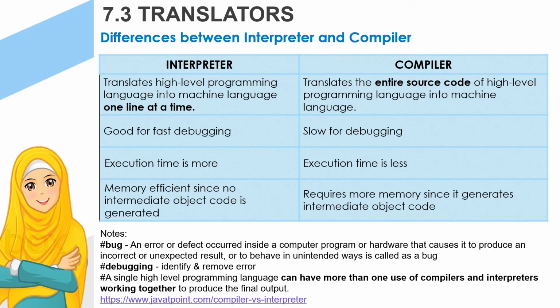Okay, so noted here, a single high level programming language dia boleh ada lebih daripada satu compiler dan interpreter working together to produce the final output. To know more detail about or to read more details about differences between interpreter and compiler, you can go to this link.